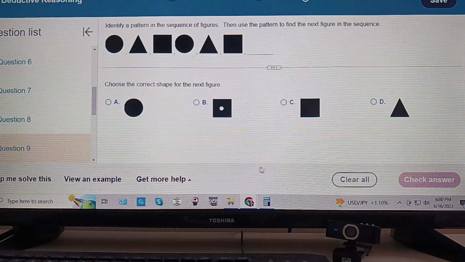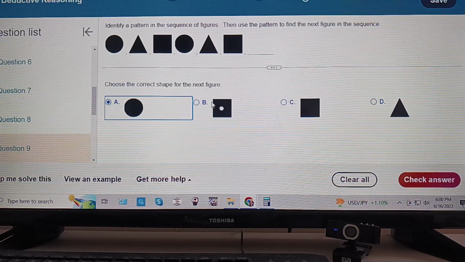But identify a pattern. Okay, so first there's a circle, then there's a triangle, then a square, and now I get a circle again, and then a triangle again, then a square again. See, there's a pattern going on here. So every 3 it repeats. So that means I should get this circle again. And the answer would never be B. There isn't a single one that has a hole in the middle. So that's just a made up example. It could have been C or D, but that's the one I was on next, was a circle.